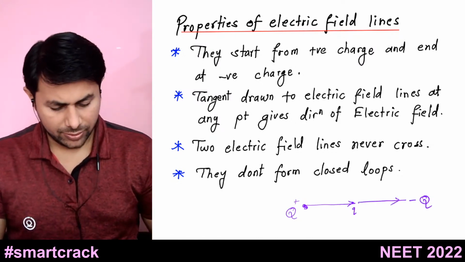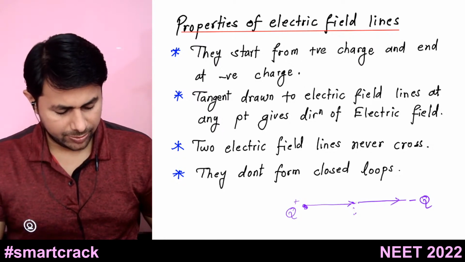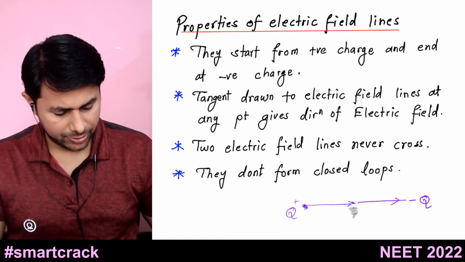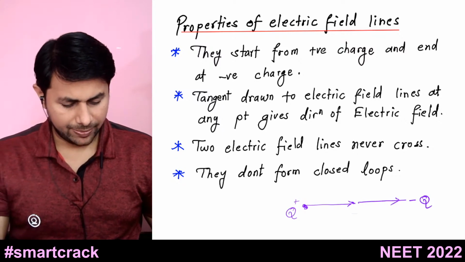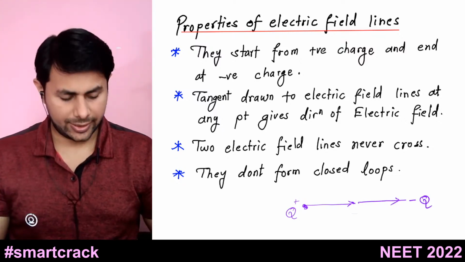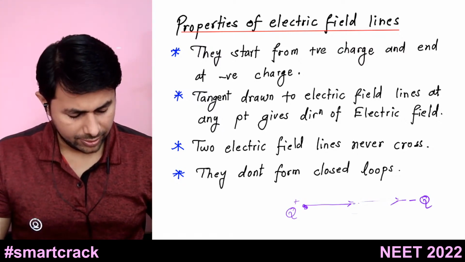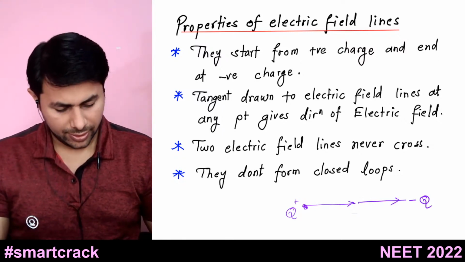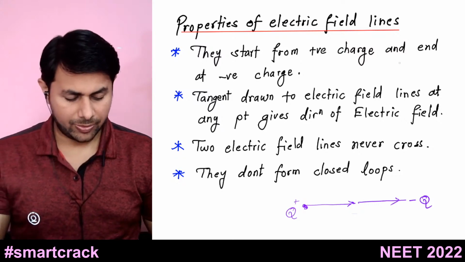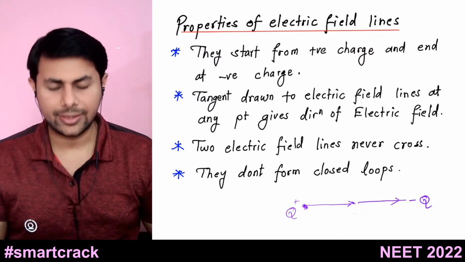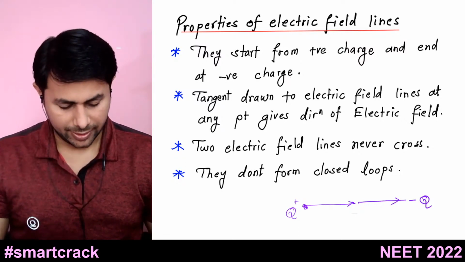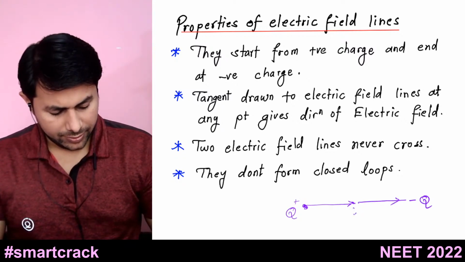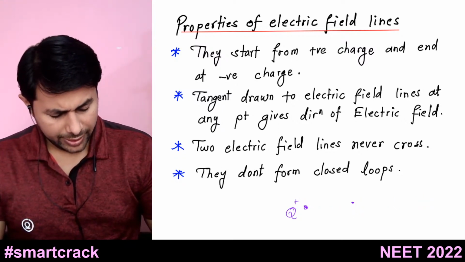Now if you remove this test positive charge, and you just want to see how the electric field in that region looks, it looks like this, directed from plus q to minus q. So electric field lines start from a positive charge and they end at a negative charge. Very simple.